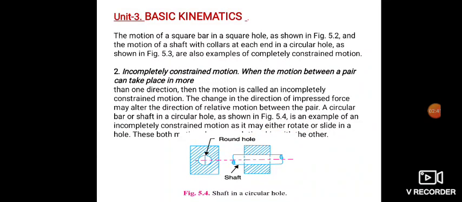Then second, incompletely constrained motion. What does incompletely constrained motion mean? It means when the motion between a pair can take place in more than one direction, then that type of motion is called incompletely constrained motion. An example of this is a shaft that may either rotate or slide in a hole. Here that is shown.